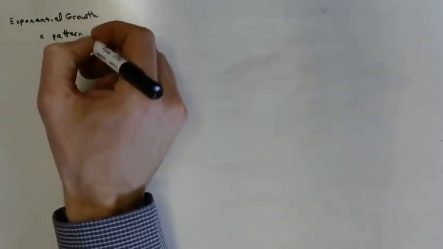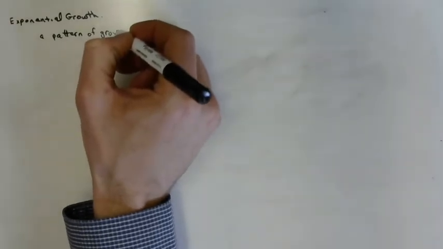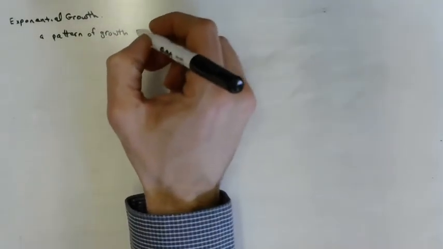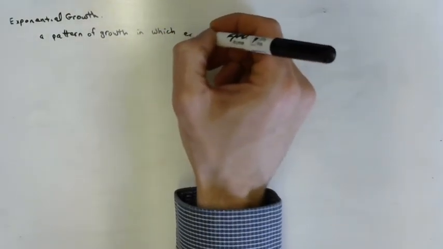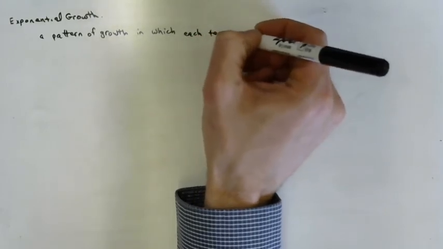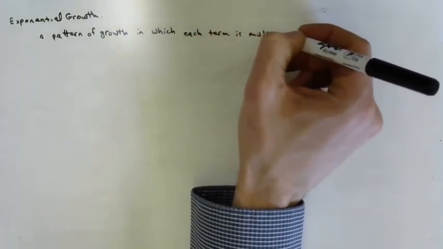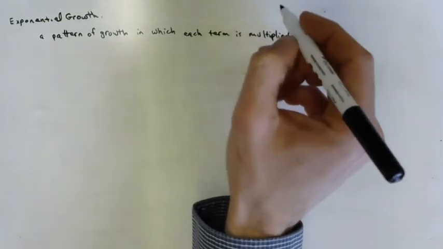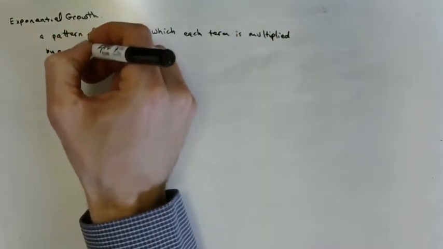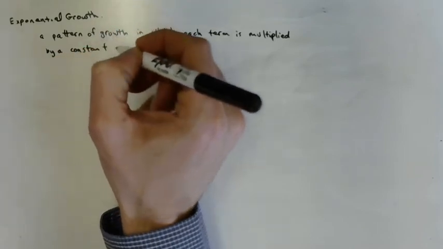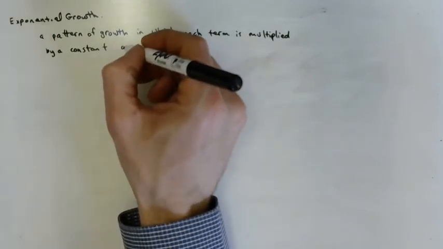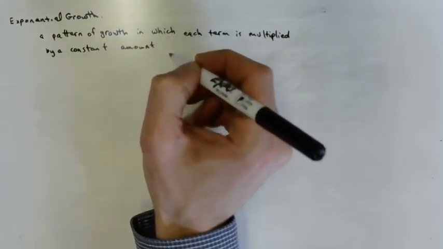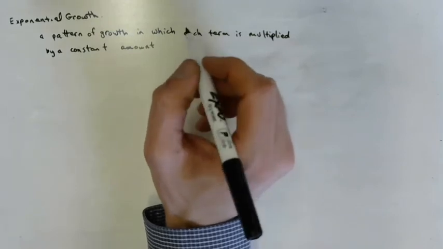This is a pattern of growth in which each term is multiplied by a constant amount. So repeated multiplication. It's a pattern of growth in which each term is multiplied by a constant amount. You want to know how to get the next term? You just multiply it by the same thing you multiplied the previous one by.